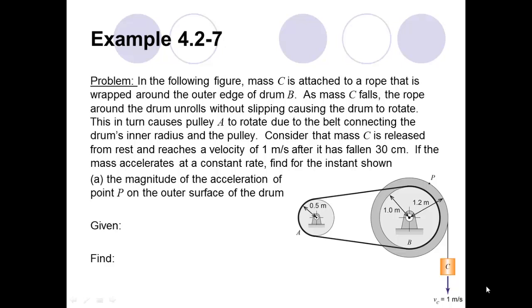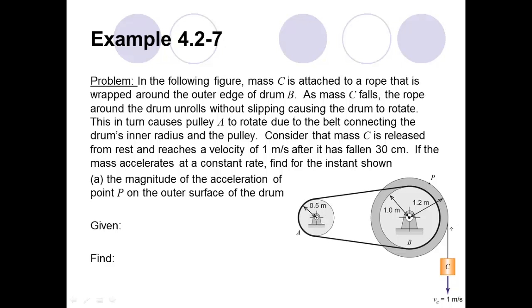So after reading the problem statement and looking at the figure, we try to understand what's happening. This is a pure rotation problem, rotation about a fixed axis. We have these two pulleys that are purely rotating about their center, about an axis through their center. Beyond that, it is also a constrained motion problem or a dependent motion problem because of the belt connecting these two pulleys. The rotation of one will correspond to the rotation of the other.